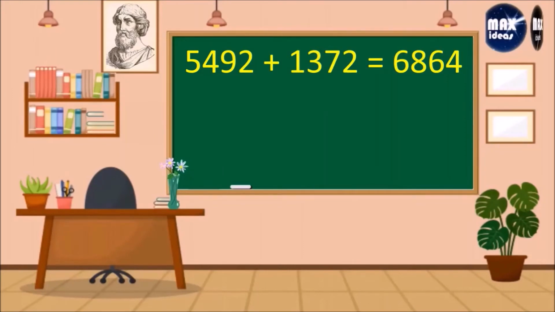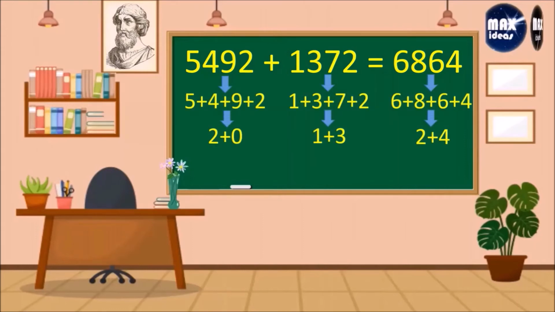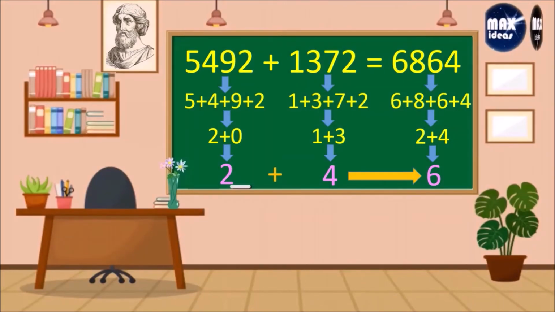5,492 plus 1,372 equals 6,864. Then find the numerical indices which are the remainders when each number is divided by 9. Those are 2, 4, and 6. 2 plus 4 equals 6. So our rule is correct.